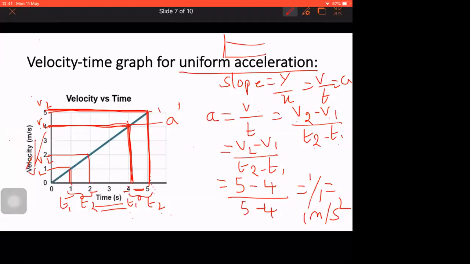Ma'am, even if it is asking for 1 to 5 seconds, right? Then the difference should be the same, no, when you are talking about uniform acceleration? Yes, if you are taking from 1 to 5, then it will be average acceleration. Between that particular time interval, whichever time interval you take, the acceleration will be the same.